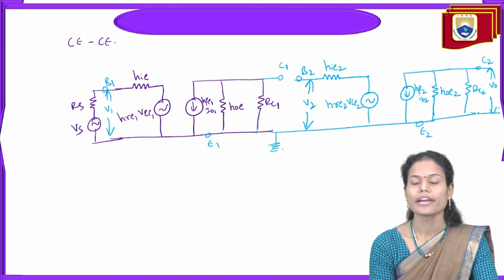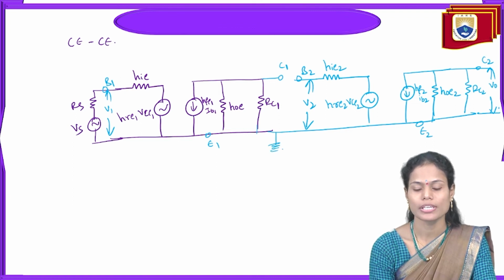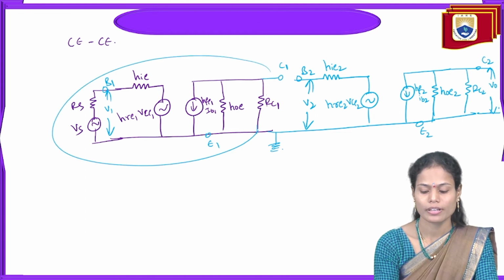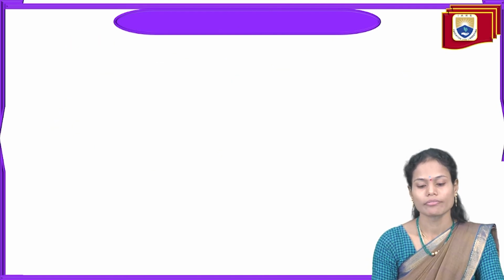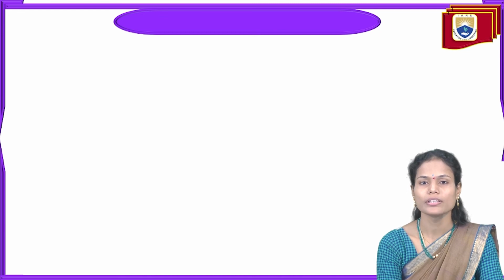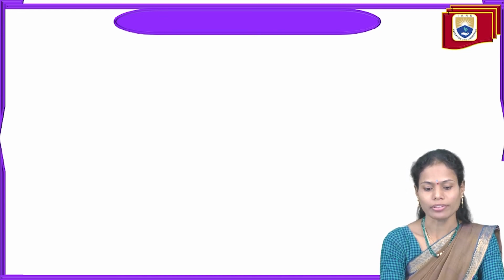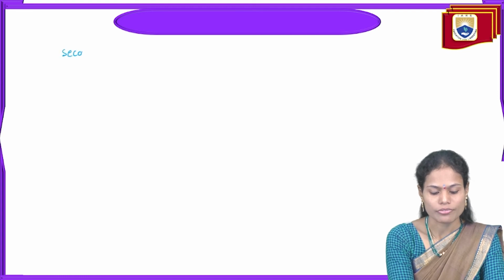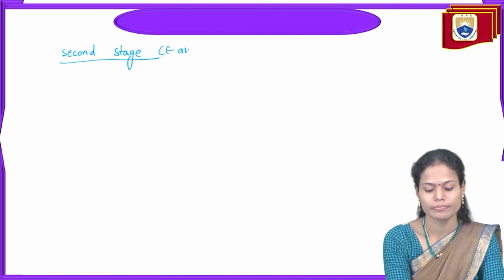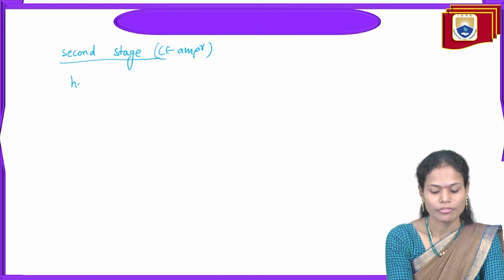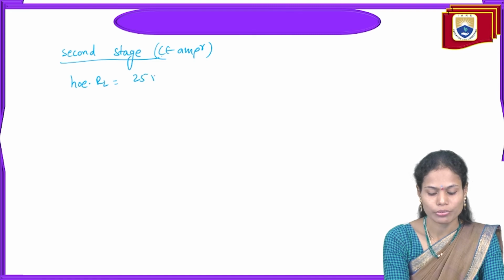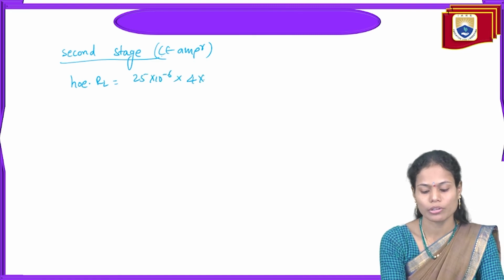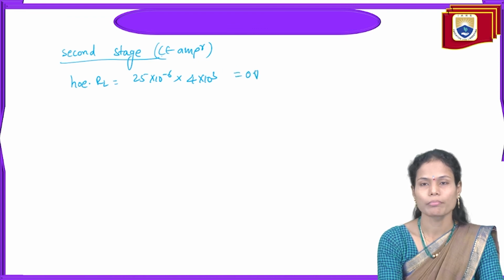So this is the H parameter equivalent circuit for the CE-CE amplifier for the first stage as well as for the second stage. So from this circuit, we need to calculate the parameters of both the stages of the CE amplifier. So again, I am taking the second stage first. Okay, that is CE amplifier. Again, we need to check HOE into RL resistance value. That is 25 into 10 power minus 6, and the load resistance is 4 kilo ohms. So this value is 0.1.